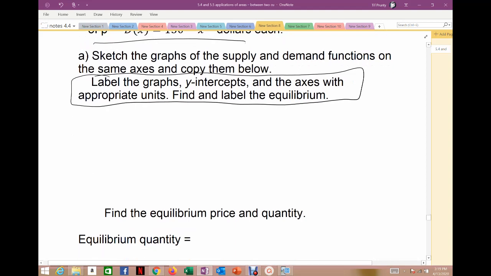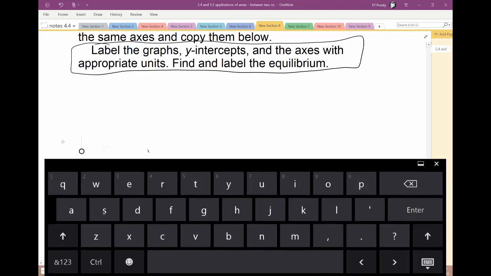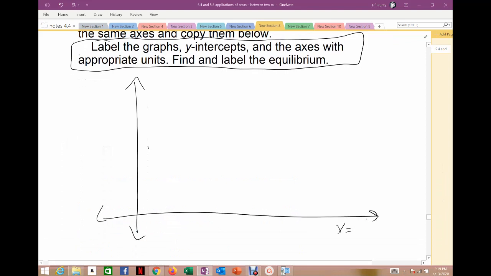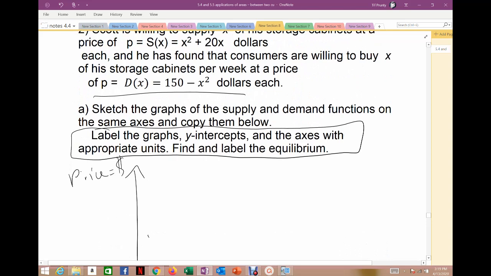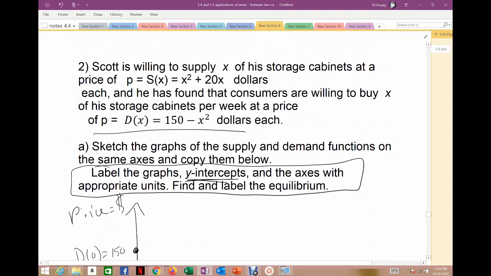Alright, well, I'll start off with the grid. I'm going to give myself a little more room to draw. Always the first quadrant. The x value is the cabinets. This is the price in dollars. Our intercepts are 0 for supply, right? If I plug 0 in, I get 0 out, so supply at 0 is 0. And then the demand at 0 was 150. So again, label your intercepts. That's where we're starting, right? When I plug 0 into the demand, it's 150.